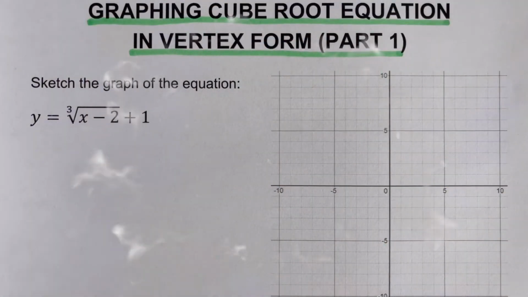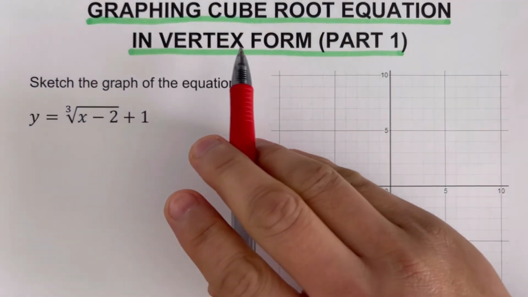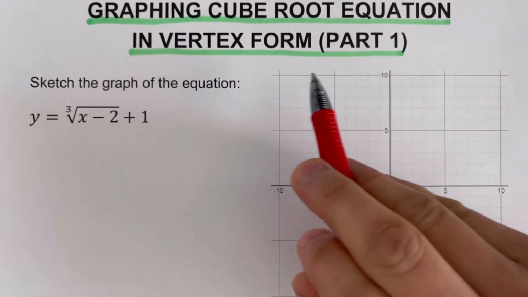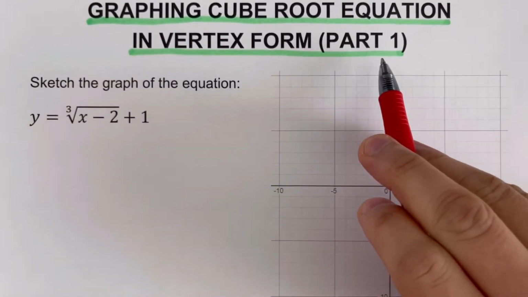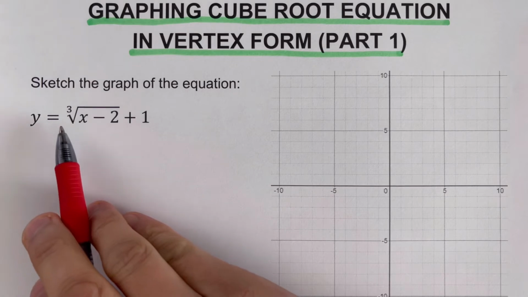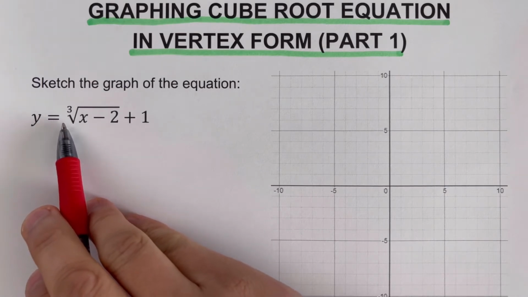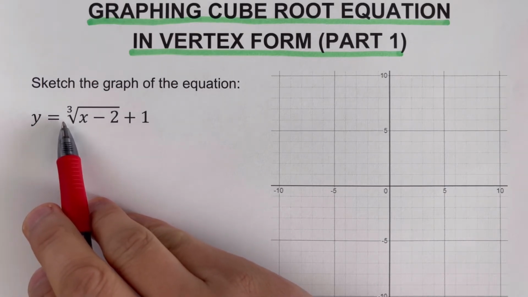Hello everyone. This video will focus on graphing cube root equations in vertex form, and this is the first part. In this part, our value of a will be positive 1, and in the second example, we're going to have a negative 1.